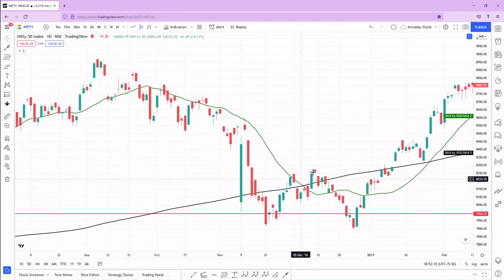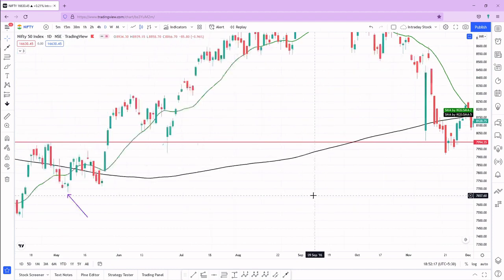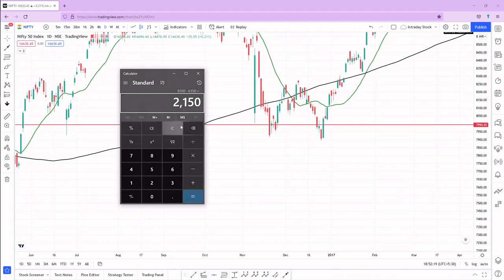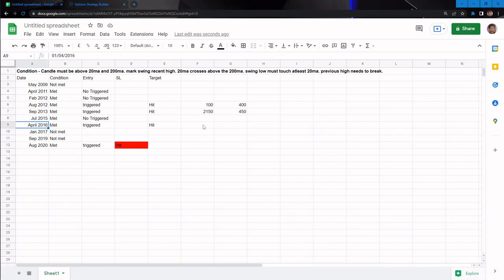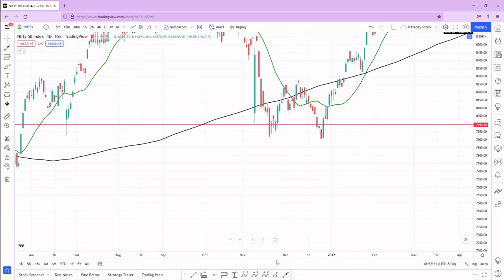The 20 SMA has to cross above the 200 SMA. So here it has crossed, at 8,200, 8,150, and our entry point is 8,000. So here we have 200 points of profit against a 400 point stop loss, but we are in profit only. We are not in loss. Now let us go to the 2020 scenario, August.